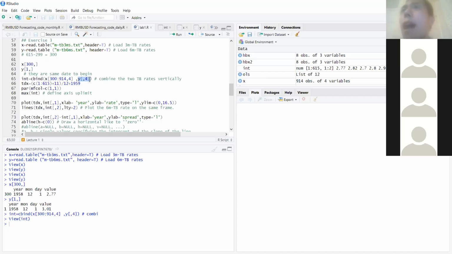I don't want that. I only want the value, the interest rate. So this is the first column. And also for the X, which is the 3 months interest rate, remember the first 300 rows don't have the data in the Y. So in this case, I just start from row number 300, starting from 1958, in the first column. And I combine them together using cbind. Okay, so this is one thing.